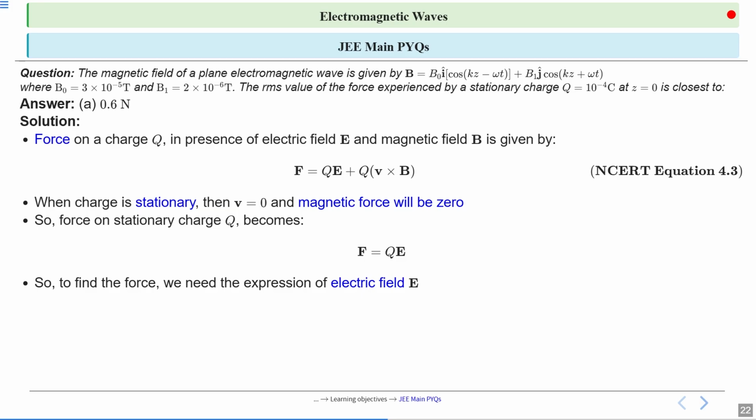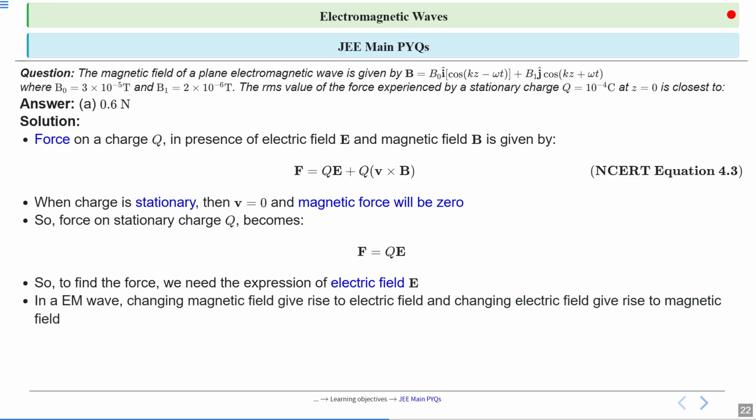So to find the force, we need the expression of electric field E. In an EM wave, a changing magnetic field gives rise to an electric field and a changing electric field gives rise to a magnetic field. We have discussed that a time varying magnetic field will produce an electric field and a time varying electric field will produce a magnetic field. So the magnetic field given in the question will produce the electric field, and that electric field will cause the force on the stationary charge. So from the given expression of magnetic field, we need to find the electric field first.